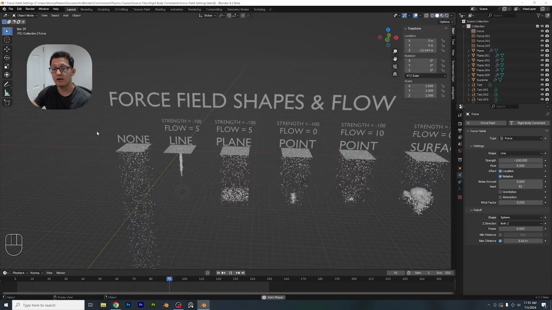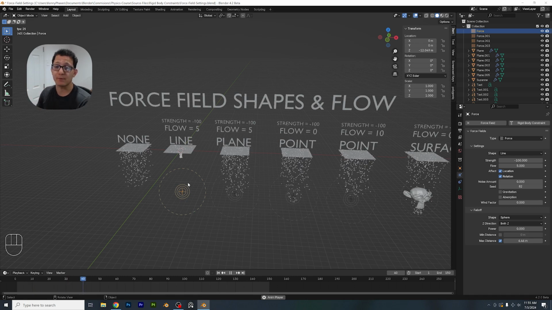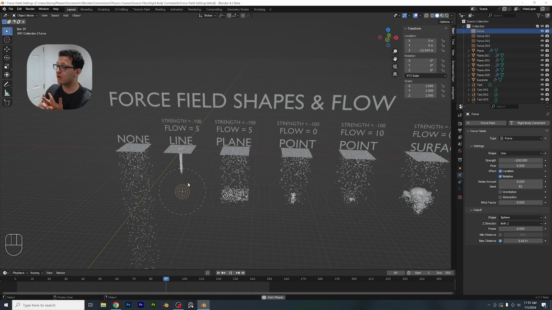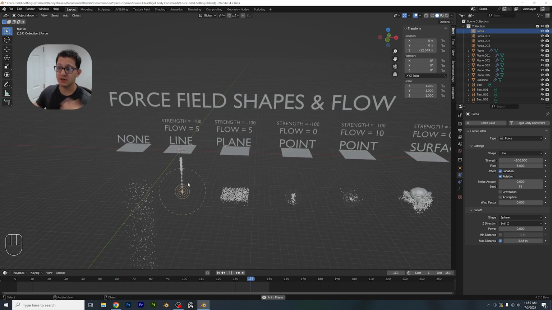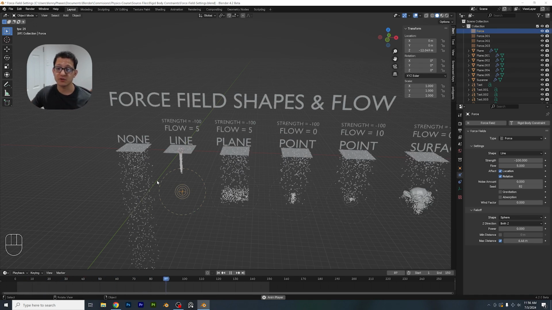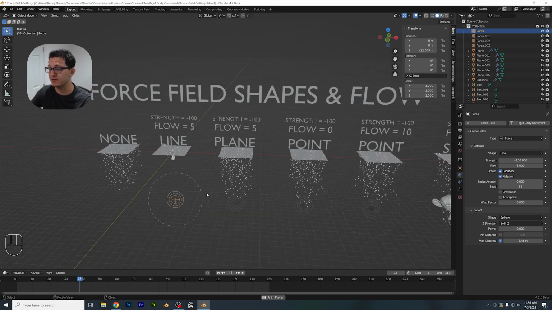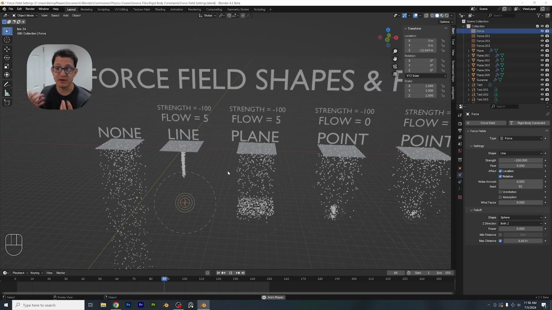Let's get started. Alrighty guys, as we talk about force fields, I want to go ahead and talk about three really important things: strength, flow, and shape. These three things are going to really affect the way that our particle simulations or our physics simulations actually look and react. So first of all, strength is pretty self-explanatory.